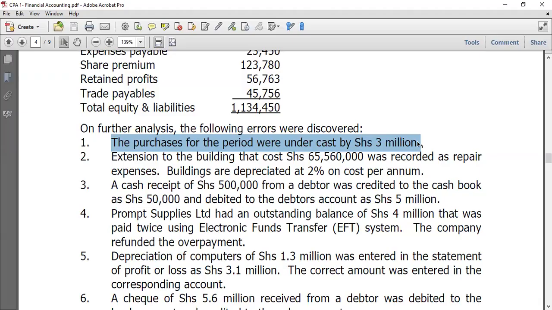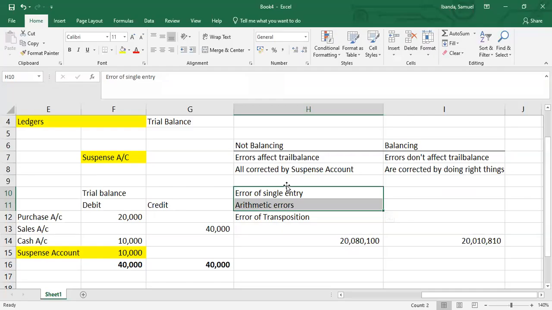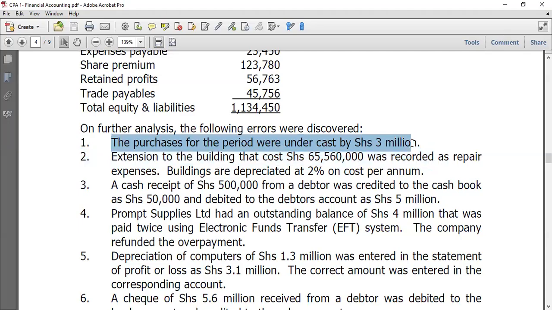Okay, an example here: the purchases for the period were undercast by 3 million. Now, this is an arithmetic error. And if you remember very well, we have said that arithmetic errors affect our trial balance, okay? So it means that when you're correcting such an error, you definitely need a suspense account involved. There will be a suspense account here. So that is very important that you know.